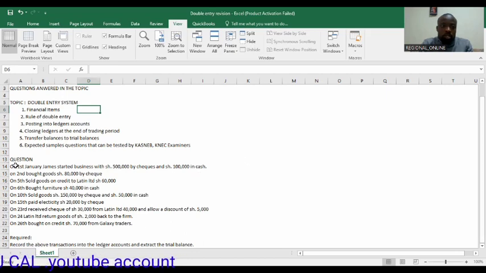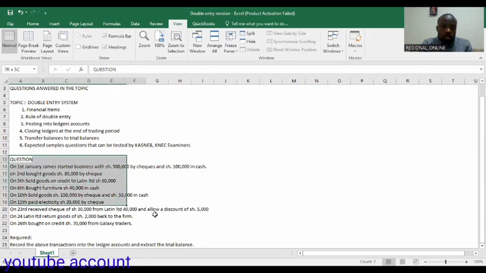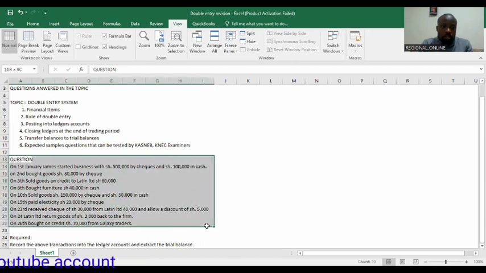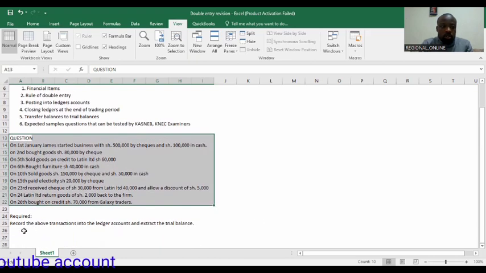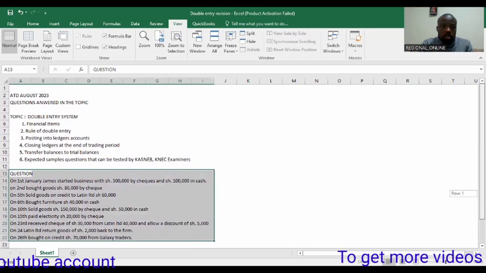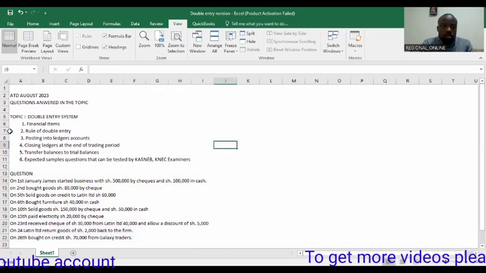So you're given a certain question here. If you are able to view the question for the double entry, after the question, the request said: record the above transactions into the ledger accounts and extract the trial balance. So before I go to that small question, let's review what you're supposed to know about the double entry.